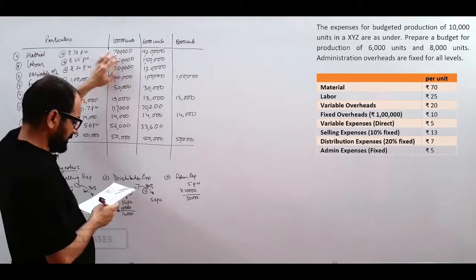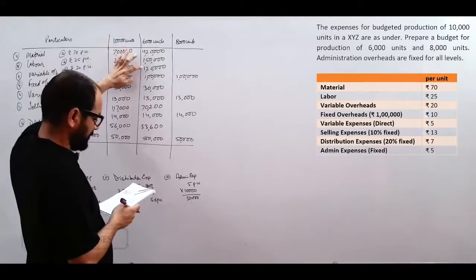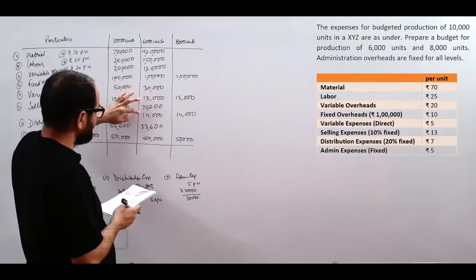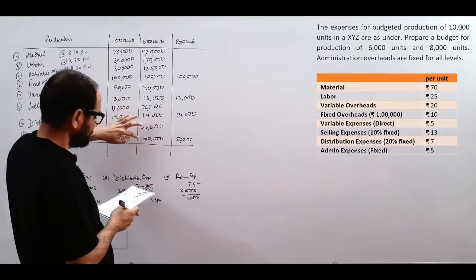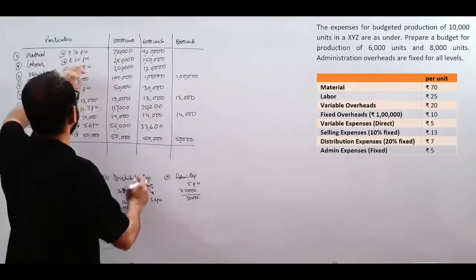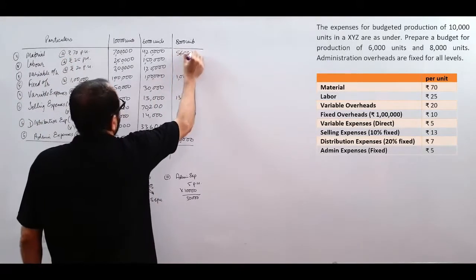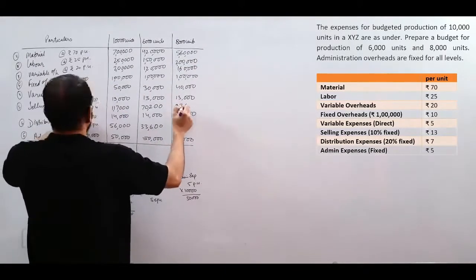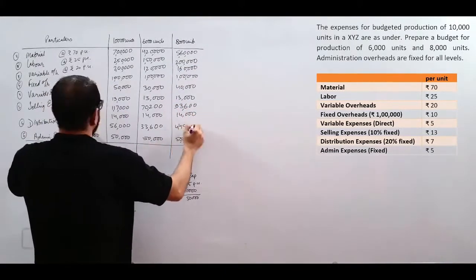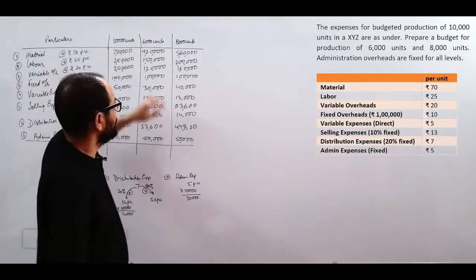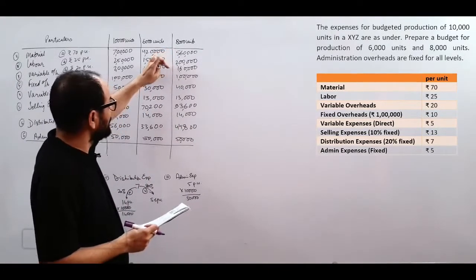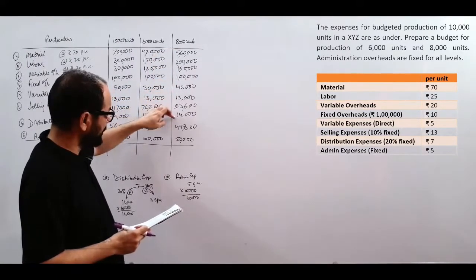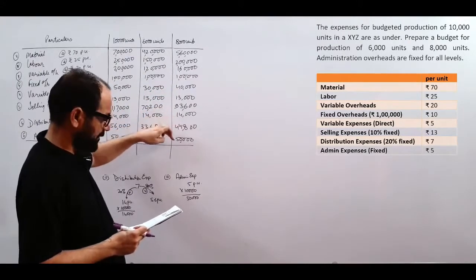7, 2.5, 2, 1, 50,000, 13,000, 11, 700, 14, 56, 50. Perfect. For the 6,000 level, we have 420, 150, 120, 100, 30, 13, 7,200, 14. Perfect. And let us now go ahead and find it for 8,000 also. Let me check these values. 560, 200, 160, 100, 40, 13, 93, 600, 14, 44, 800, 50,000.